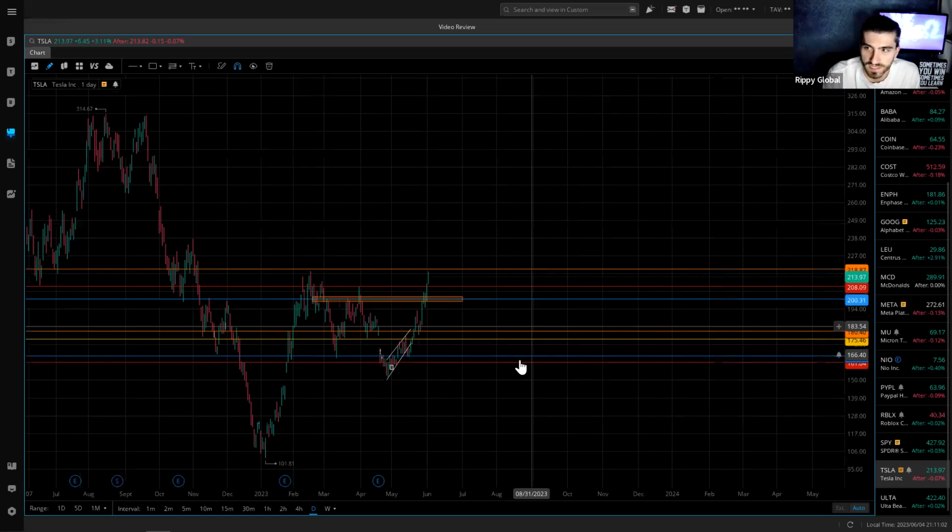So first main rejection on Tesla, 218 a share has to break. Main support is 200 a share, but if you want a closer support, you can use 208 a share for Tesla.